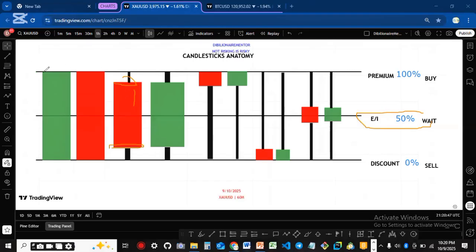Okay, yeah, this should be our A plus entry criteria. This is our A plus setup for sell entry. This is our A plus. Then this is going to be our B. This is our B.